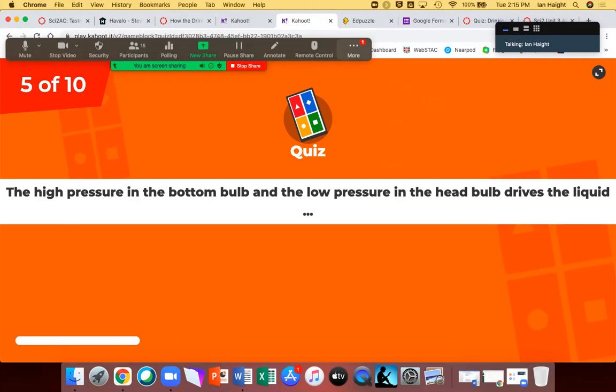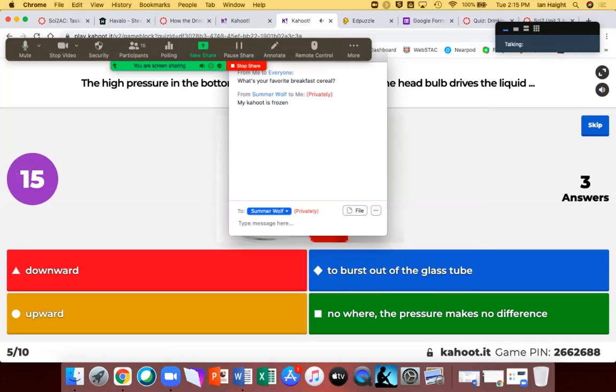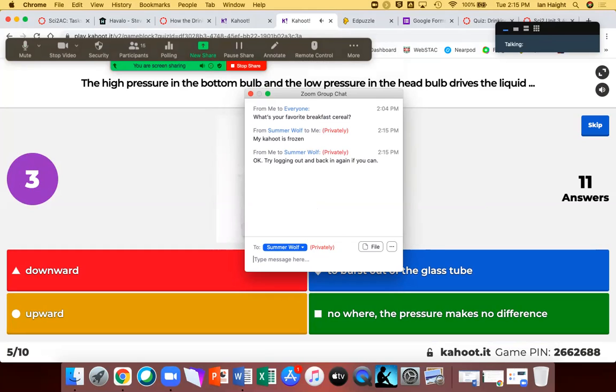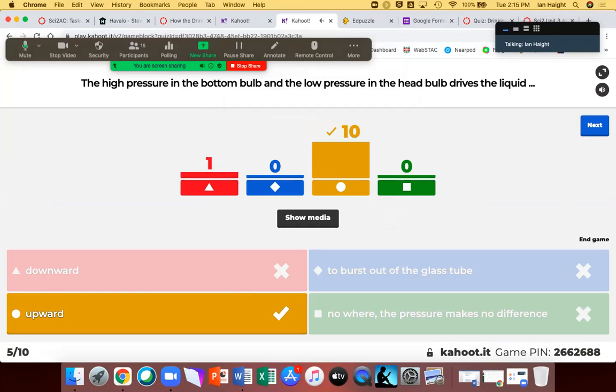Okay, halfway point. The high pressure in the bottom bulb and the low pressure in the head bulb drives the liquid to do what? Very good. Again, most of you got that it is what we observed in class yesterday, right? It drives the liquid upwards, basically by pushing from the bottom. You'll hear some explanations saying that it's actually being sucked up towards the head portion. It's not actually what's happening. It's more of a pushing motion from that high pressure below.